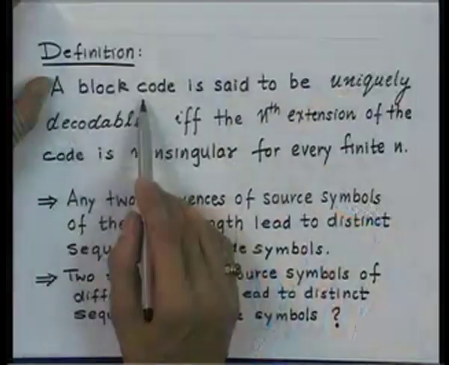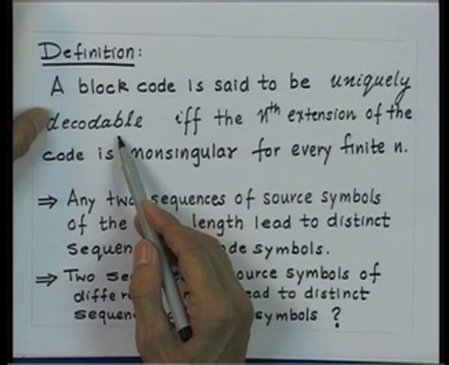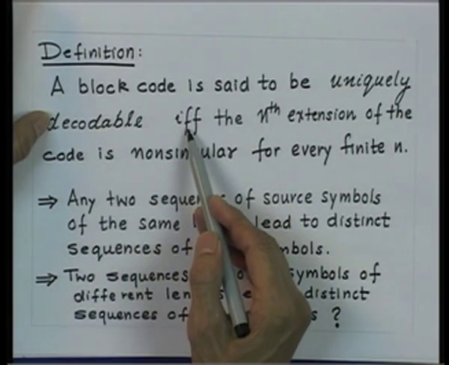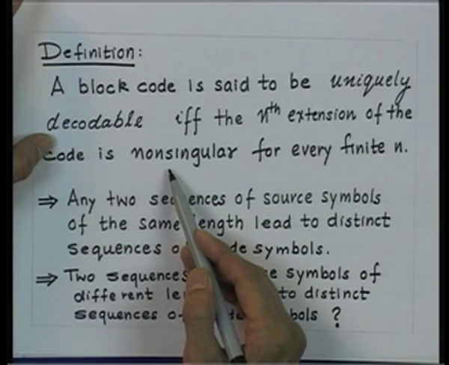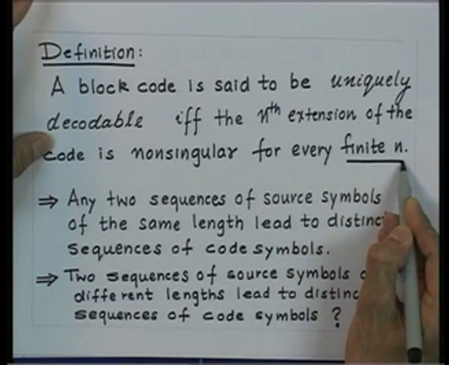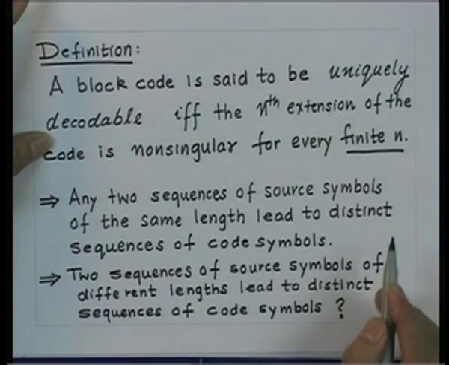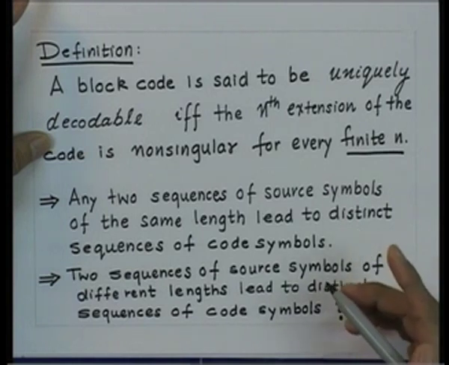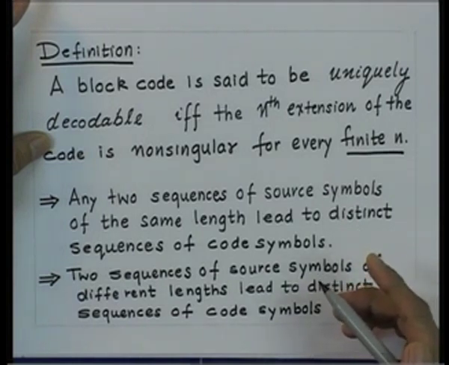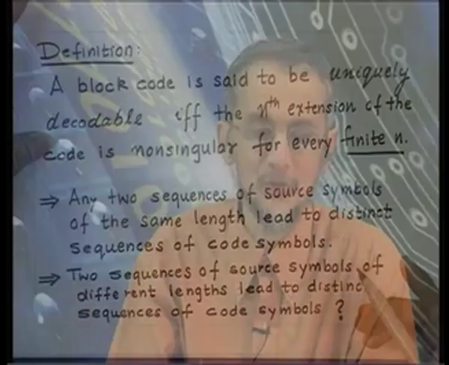So, a block code is said to be uniquely decodable if and only if the nth extension of the code is non-singular for every finite n. In the previous example, we saw that when we take the second extension of the block code, there are two code words which are the same for two symbols from the second extension of the source. So, if this condition is not satisfied, then that non-singular block code cannot be uniquely decodable.